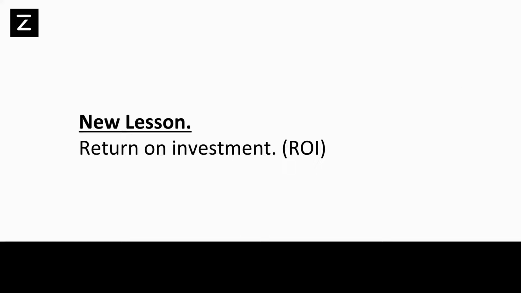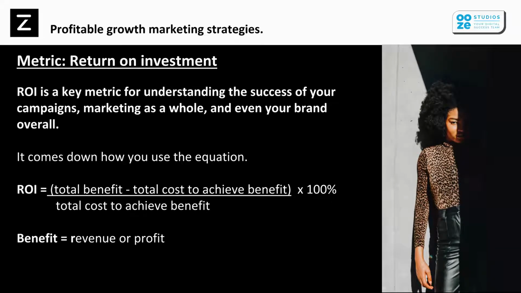So let's talk about return on investment. It's a key metric to understand for multiple reasons. You can use it at a business level, marketing level, marketing campaign, all the way down to an individual ad. So ROI is calculated as total benefit minus cost to achieve that benefit, divided by the total cost to achieve that benefit. Then that'll be a number likely between 0 and 10, 11, basically depending on the quality of the campaign, and you times that by 100%.